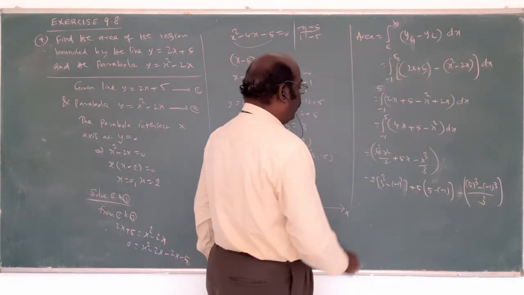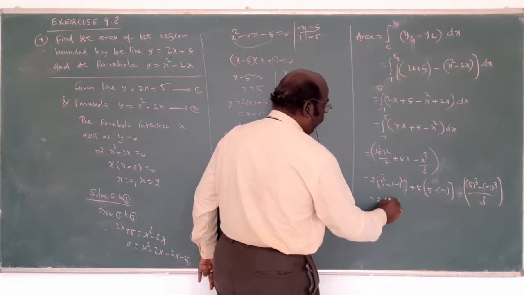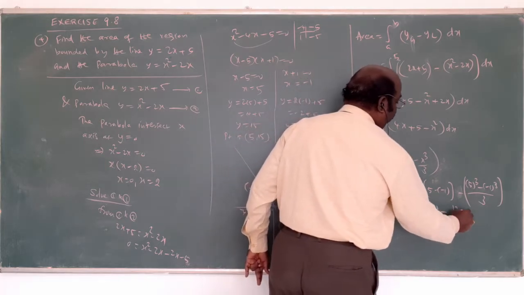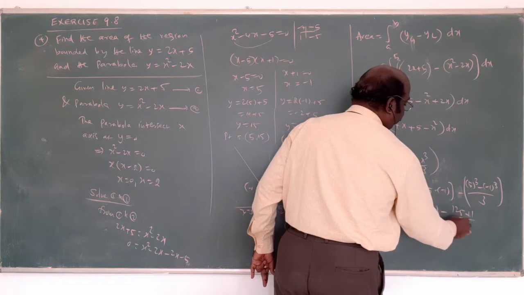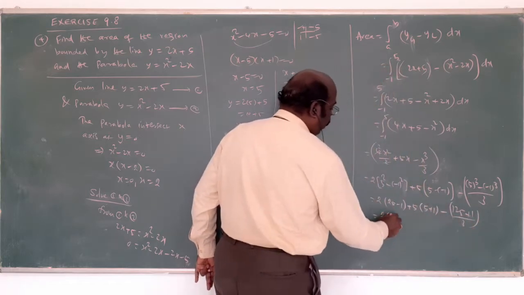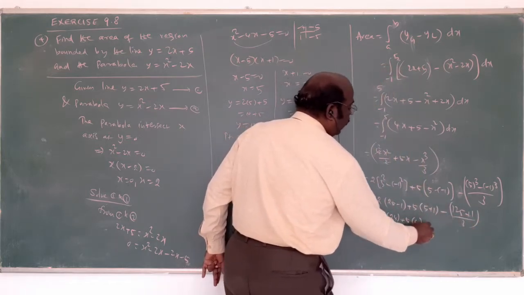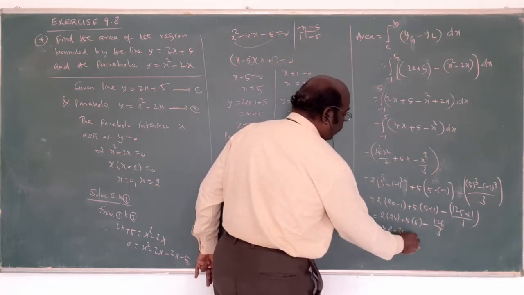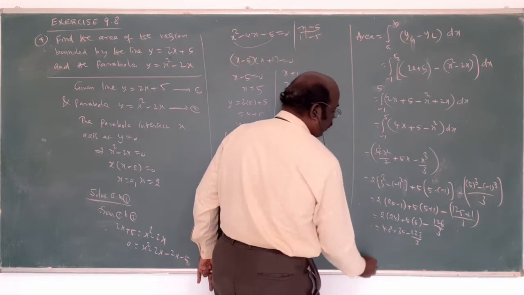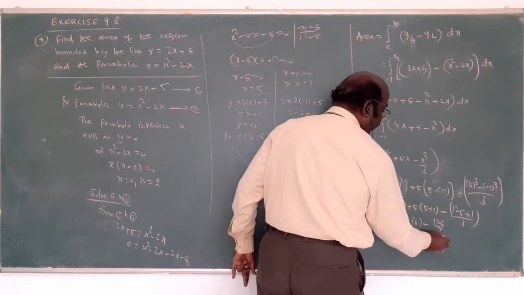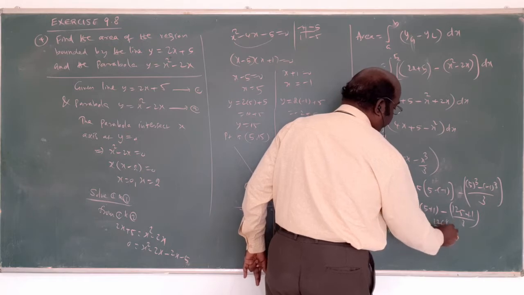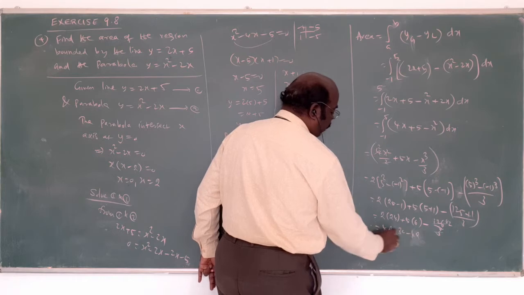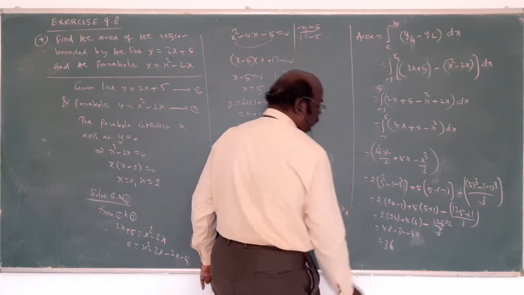Upper limit minus lower limit. Now simplify: 2 into 25 minus 1, 5 into 5 plus 1, here 125 minus minus 1 plus 1, over 3. Now 2 into 24 plus 5 into 6 minus 126 by 3. Now multiply: 48 plus 30 minus 126 by 3. Cancel, 42, 72. Am I right? That's all.